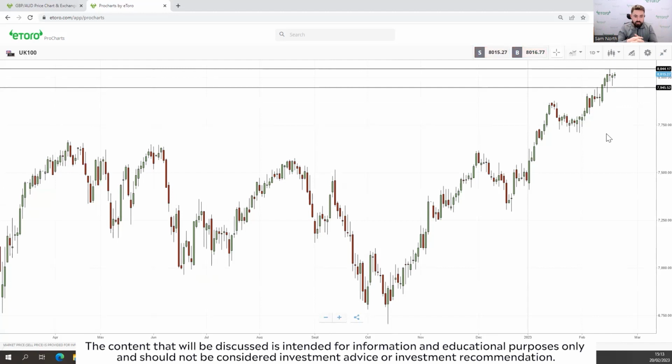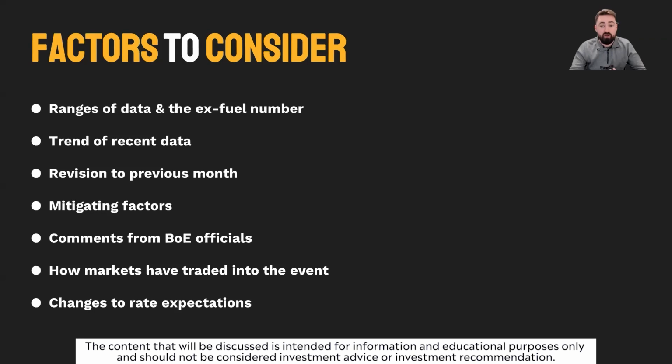Now, we have this data release. We can wait to see whether it is good or bad and then trade accordingly. It's going to be really interesting to see this. But do remember the time that it is coming out. It's early in the morning. And if the data release is completely in line, the truth is there probably isn't too much of an opportunity. But let's now talk about those factors we need to consider.